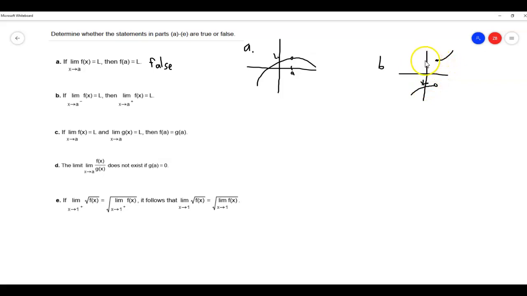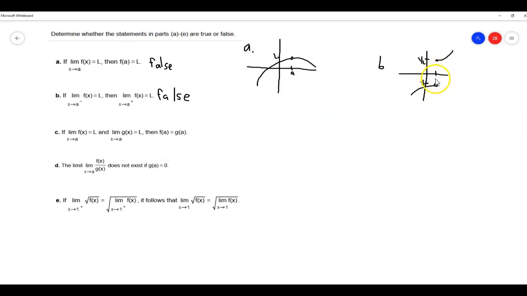And from the right, we're approaching that y value right there. We'll call this y2. So from the right, this y value. From the left, we're approaching this y value. So definitely two different limits, depending on whether we're coming from the left or the right. So this is also a false statement because we can find a counterexample.